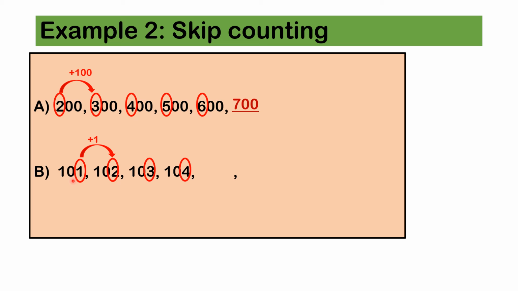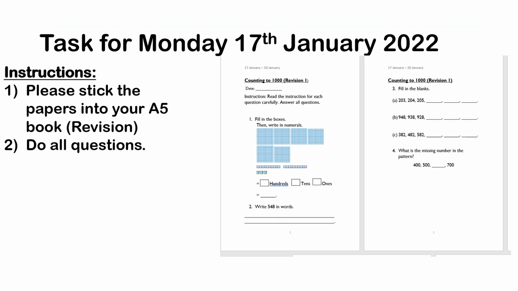When we add 1 to 101, we will get the next number, which is 102. So, when we add 1 to 104, we will get 105 as the next number. And 1 more than 105, we will get 106.